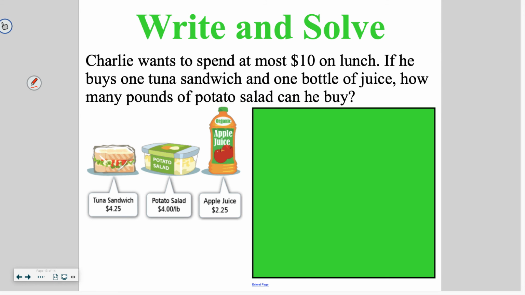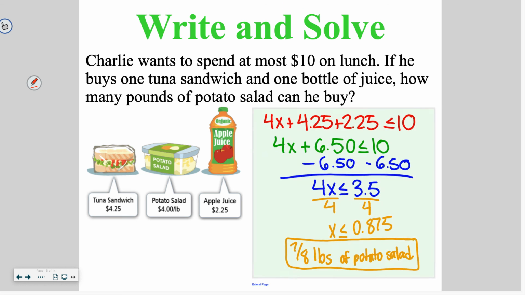Go ahead and try this one on your own. Make sure that you are paying attention to the fact that he is buying 1 tuna salad and 1 bottle of juice. So, you add on the tuna salad and the bottle of juice to your 4x, which is your pounds times your cost of potato salad. When you solve that problem, you end up with x is less than or equal to 0.875. So that means he can buy at most 7/8 pounds of potato salad, or you could say he could buy 7/8 or less. If you'd left it in decimal format, that is also okay.